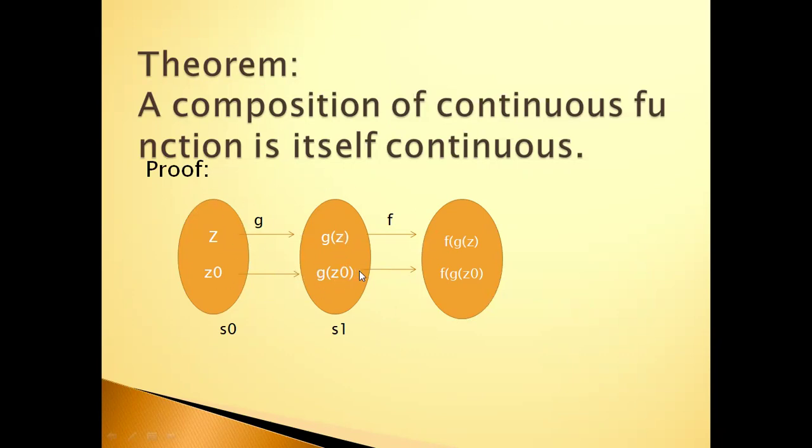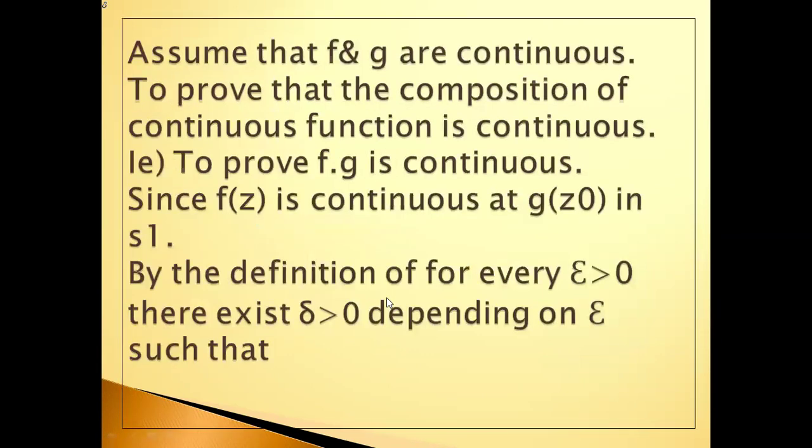Okay, next we see the proof of the theorem. Assume that f and g are continuous. The given condition is that f and g are continuous. To prove that the composition of continuous functions is continuous, that is, f dot g is continuous.